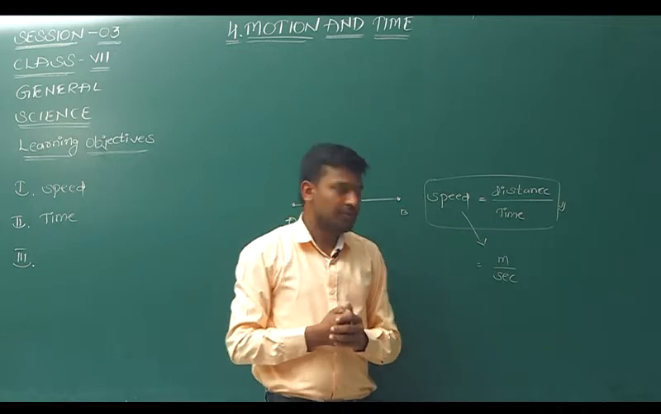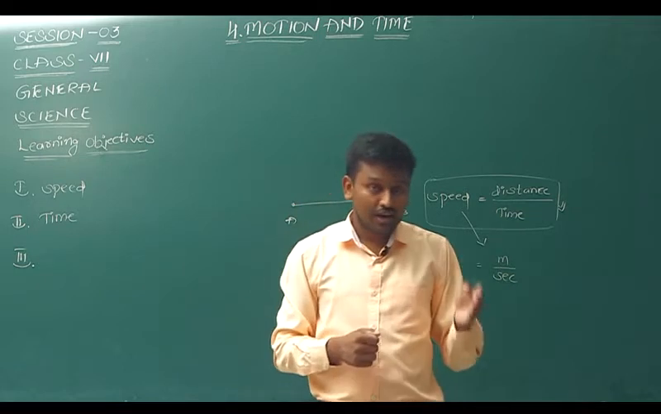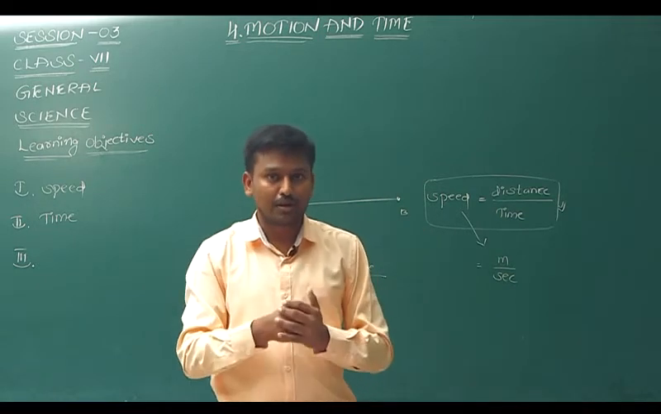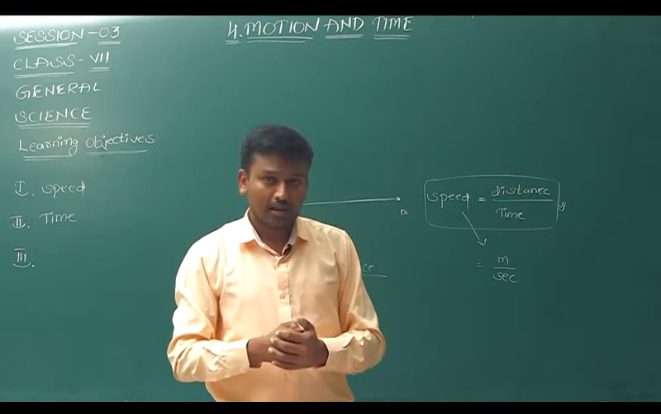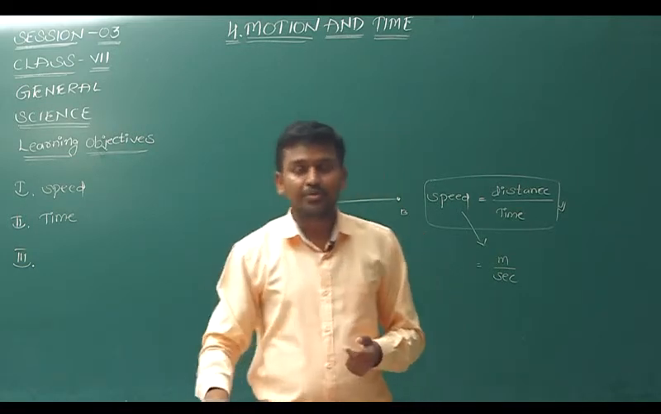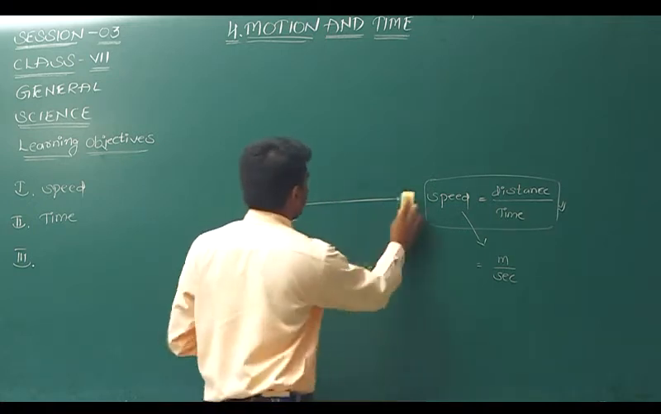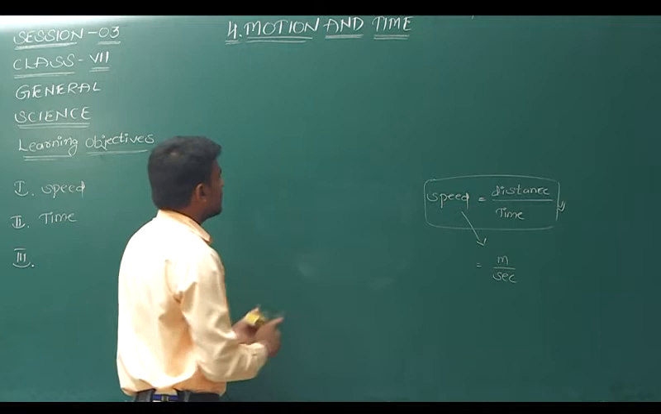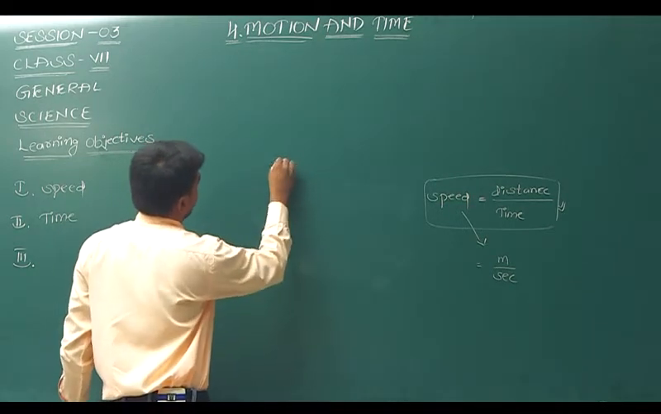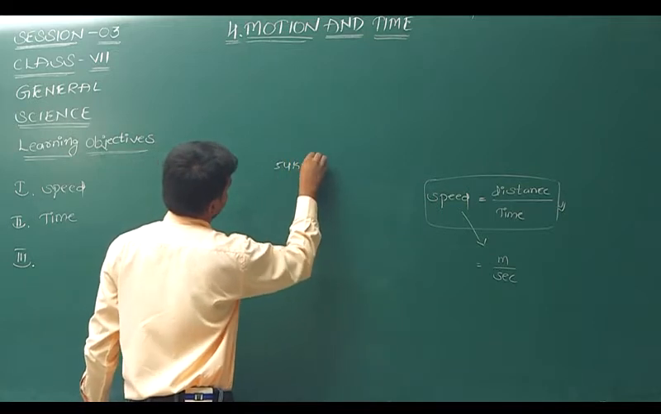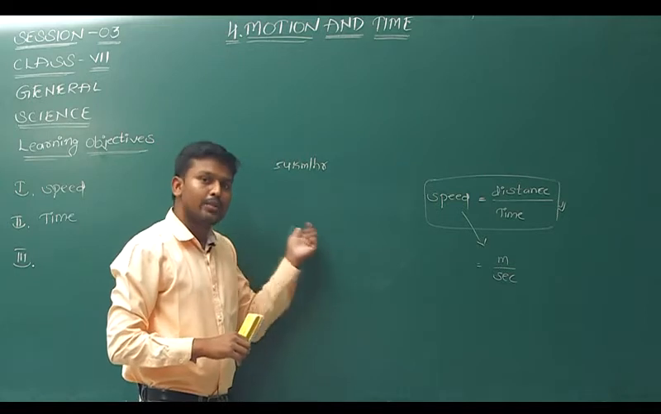But actually we express speed in kilometer per hour also. Yes, for example 20 kilometer per hour, 30 kilometer per hour. Can we convert that kilometer per hour into meter per second? Yes, it is possible. Then how to convert kilometer per hour into meter per second? Let us see that. Here let us assume 54 kilometer per hour. Okay. I am going to convert this into meter per second.